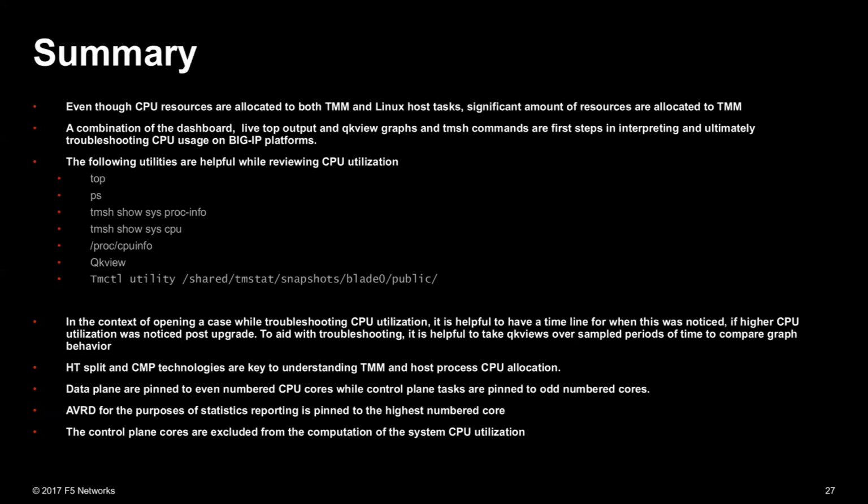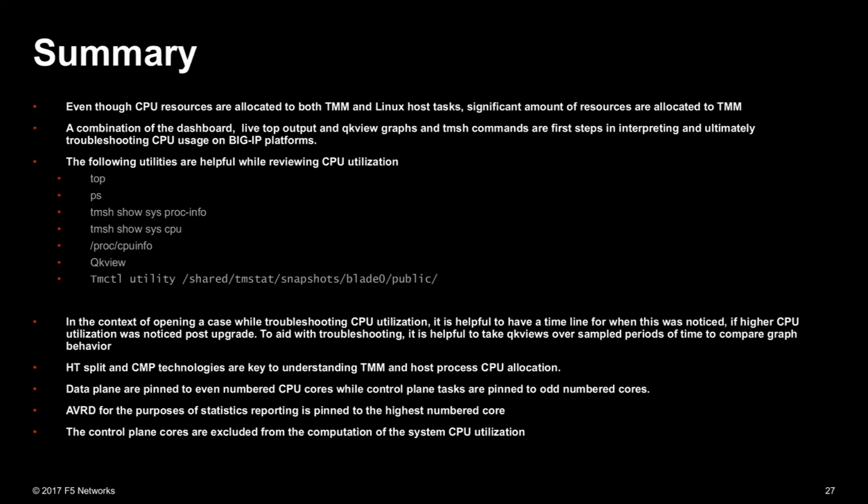You can go to the commands part of the QKView, run top and run tmctl from there. Also, you will be limited on the QKView because you can see only one snapshot, the last one. And the tmctl utility that we discussed, you have these available. You can run it on the live unit, or even if a customer just generates a QKView, you can extract the QKView on your unit, and just go to that path, the share tmstat snapshots public, and from there run the commands to get what you're interested in.